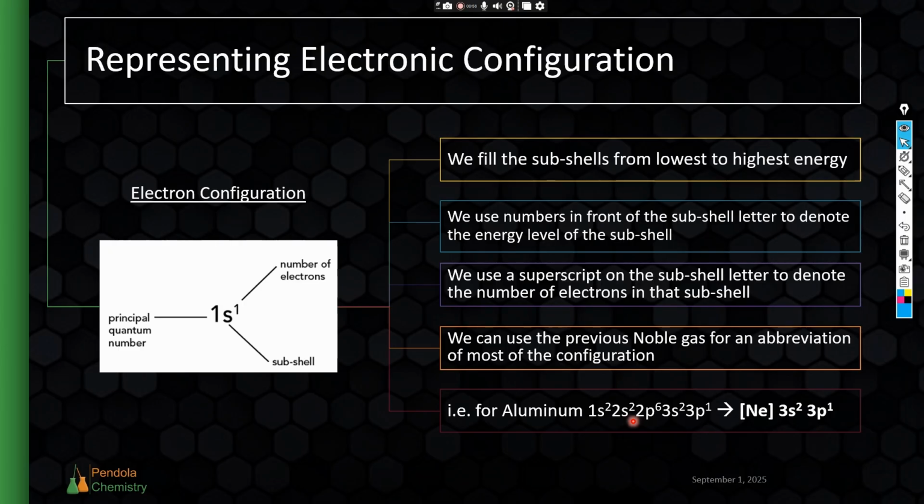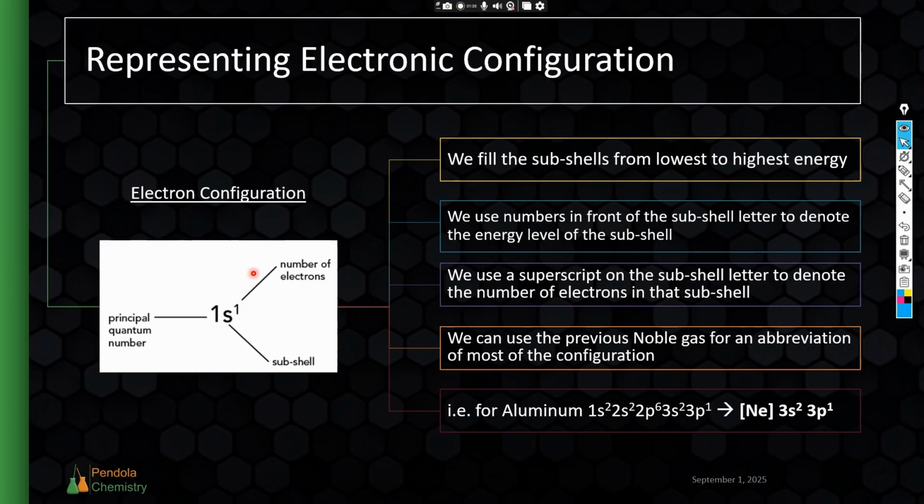Now, for those of you who don't remember, the electronic configuration is how, within the quantum mechanical model, we show how many electrons are in each sub-level of the atom. So how many electrons are in the S sub-level in the first energy level, how many electrons in the S sub-level in the second energy level, and so on and so forth. We're going to be using this notation right here, where we have the number in the front representing the energy level, the letter next to it representing the subshell within that energy level, and then the superscript or exponent on the letter representing how many electrons there are in that sublevel.